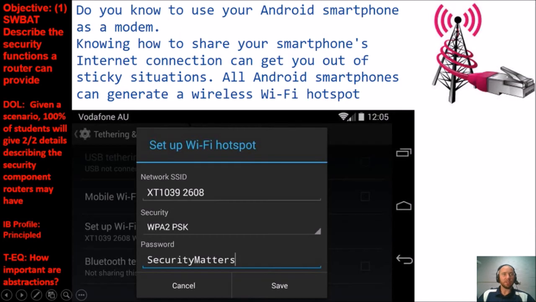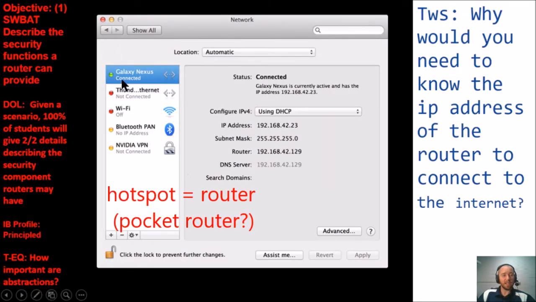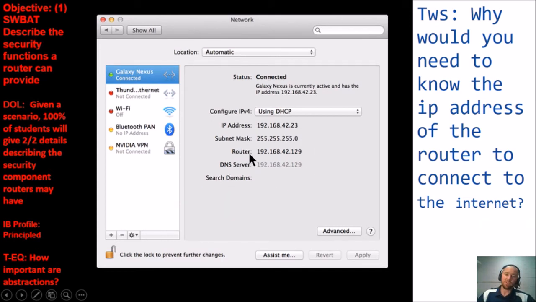And then think about this. All Android smartphones can be turned into a modem. Knowing how to share your smartphone's internet connection can get you out of some sticky situations as well. And all Android smartphones can generate a wireless Wi-Fi hotspot. So here's a picture of a computer connecting to a Galaxy Nexus phone, and you can see all these details right here, including an address for the router itself.